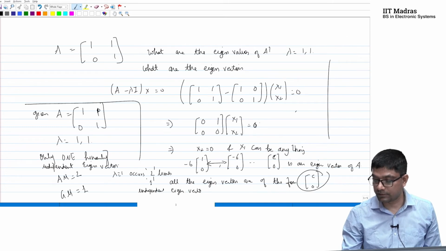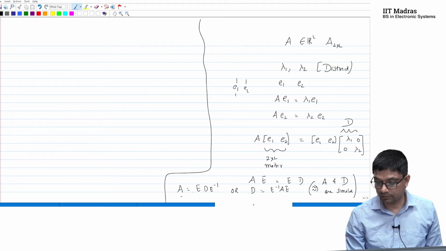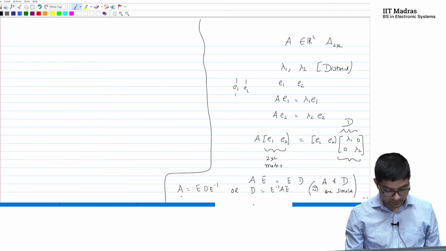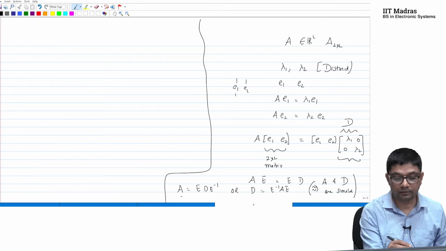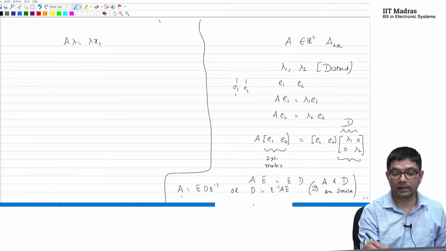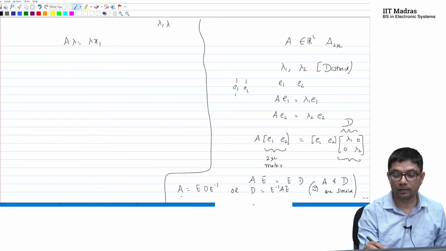How does a diagonal look like? We started off by writing this down to say that A was E D E inverse, where D has a very nice diagonal structure with eigenvalues sitting on the diagonal. Let us now check what happens with this one, right. So, I have A x1 is lambda x1. So, I am just looking at a matrix with eigenvalues lambda, lambda, algebraic multiplicity of 2 and geometric multiplicity of 1, which means the matrices are defective.